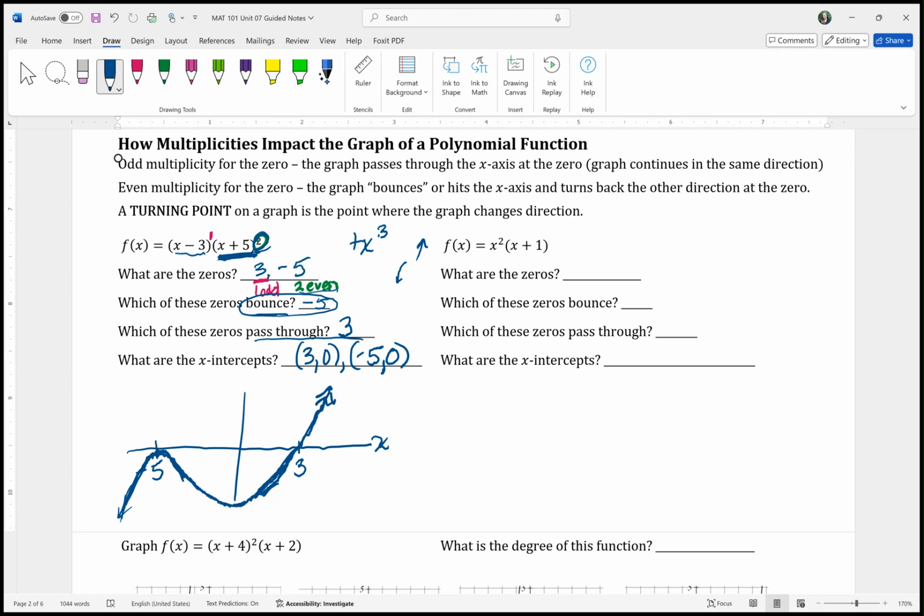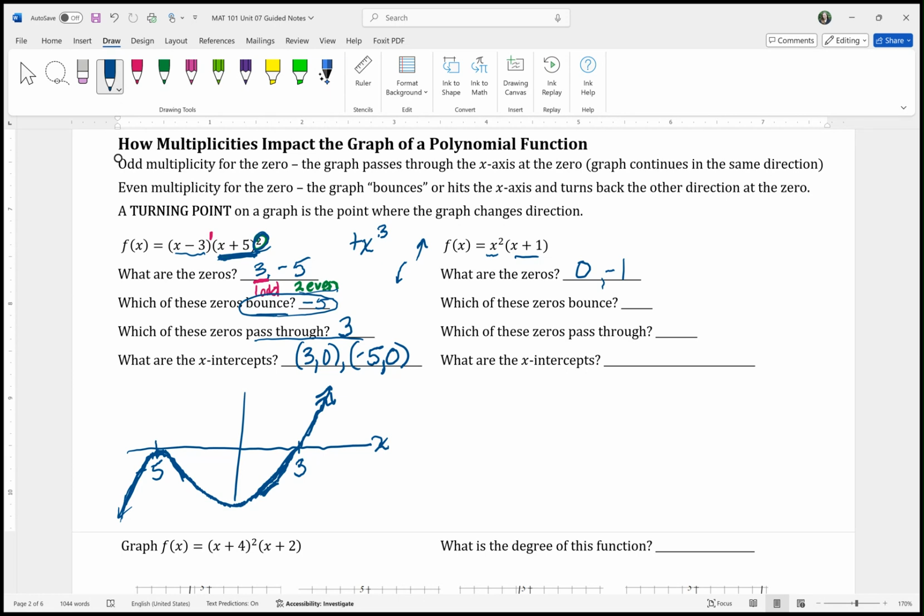We've got f of x equals x squared times x plus 1. What are the zeros? So again, we're setting each factor equal to 0 and solving. Remember that if you just have an x with no number with it, x equals 0 gives you the 0 of 0. Okay, so this x squared will give me a 0. And then x plus 1 equal to 0 is going to give us an x value of -1, so that'll be the other 0.